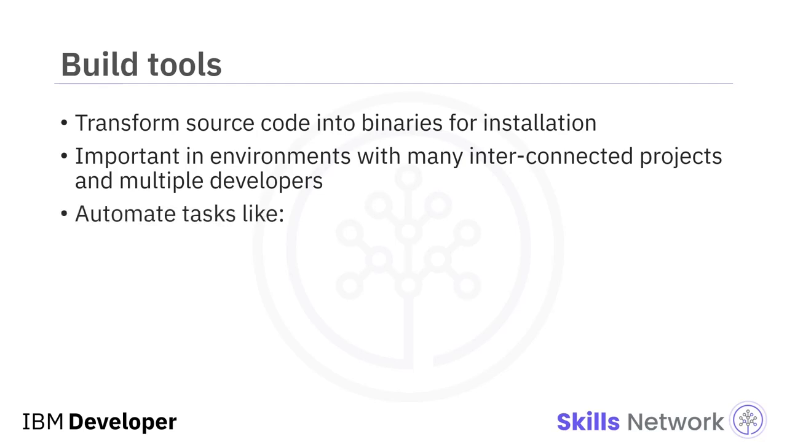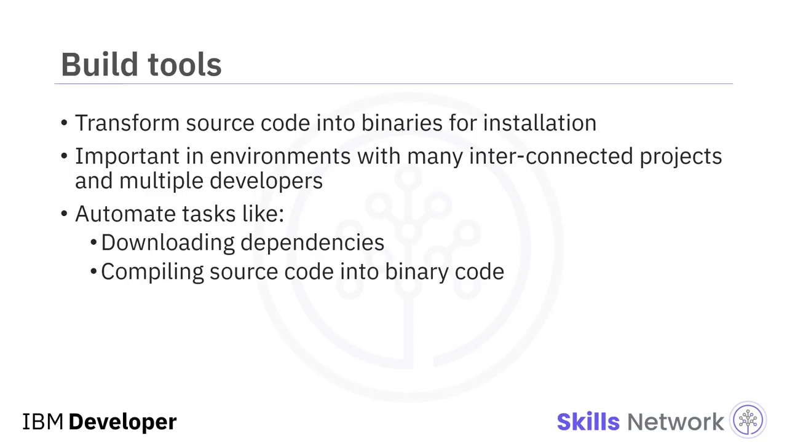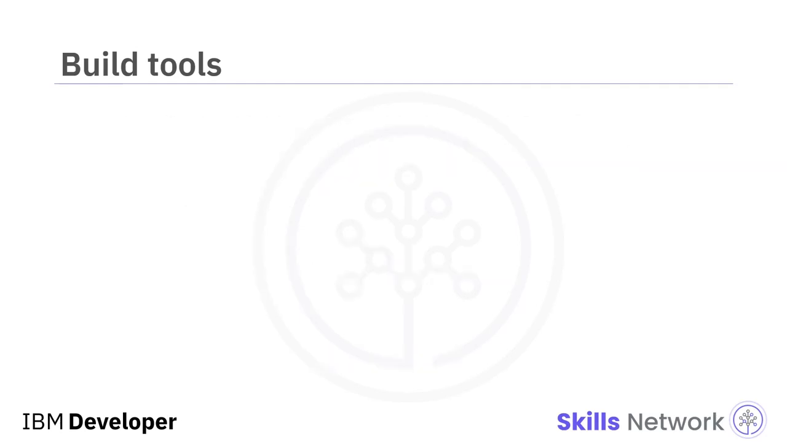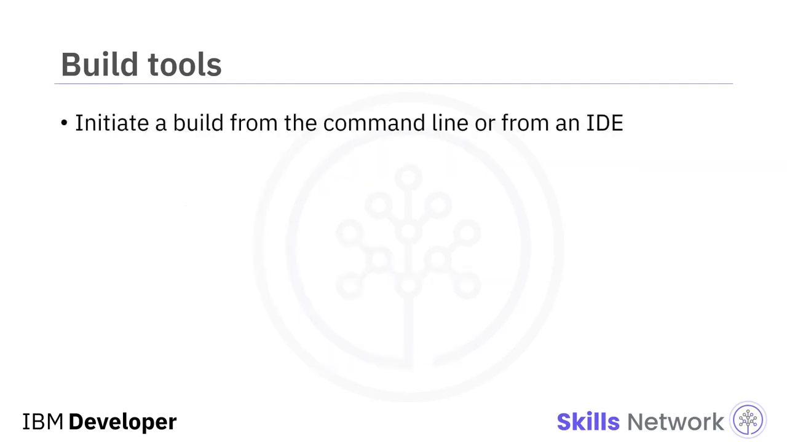Build automation can automate a wide variety of tasks that developers do in their day-to-day activities, like downloading dependencies, compiling source code into binary code, packaging that binary code, running tests, and deployment to production systems. You can initiate a build from the command line or from an IDE.